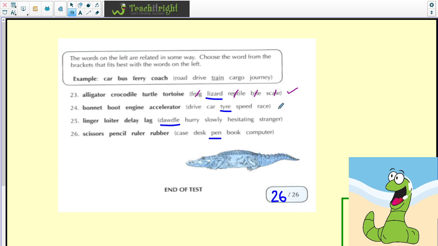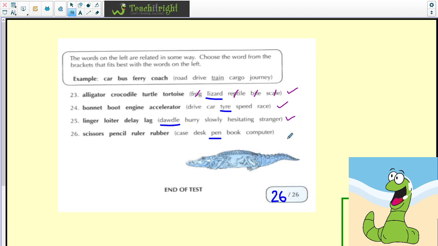And then 24, we've got tyre, because they are all parts of the car. So the bonnet, the boot, the engine and the accelerator. Then we've got 25 is dawdle, because if you linger, loiter, delay or lag, you take a long time when you're walking. So you kind of move slowly.